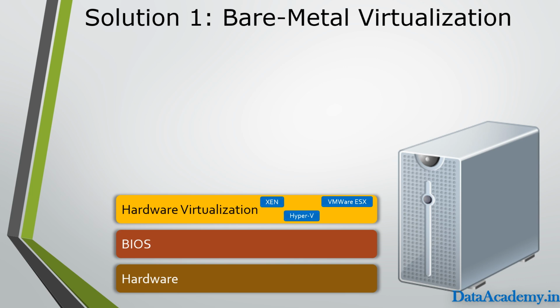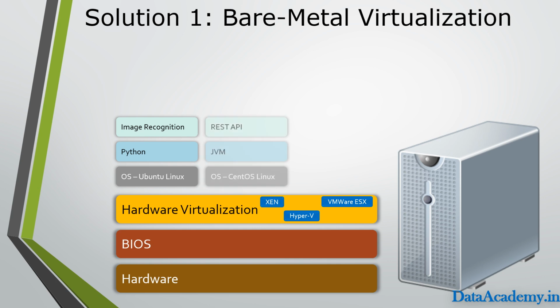What do they do? They let you run multiple operating systems on the same set of hardware. So here is an example. You can see we have the Ubuntu Linux operating system. We also have CentOS Linux. We also have Windows 2016. All of them coexisting on the same hardware or on the same server. All this is possible because of hardware virtualization.